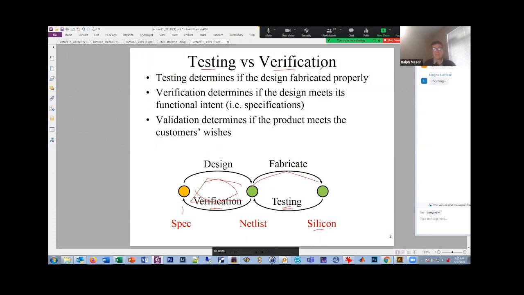So testing, in terms of design, is fabricated properly. Verification, in terms of design, meets the functional intent of the specifications. And then sometimes they use validation, in terms of if the product meets the customer's wishes. So anyway, I'm not going to use this much. We're just going to mainly talk about verification and testing, just to keep things simple. Any questions about that?